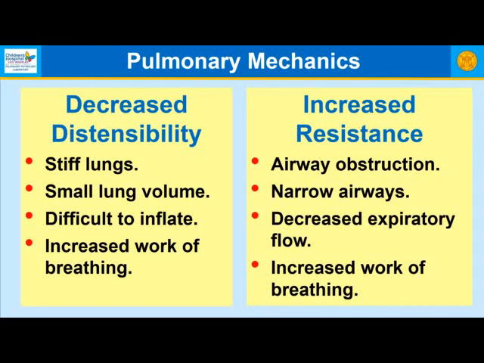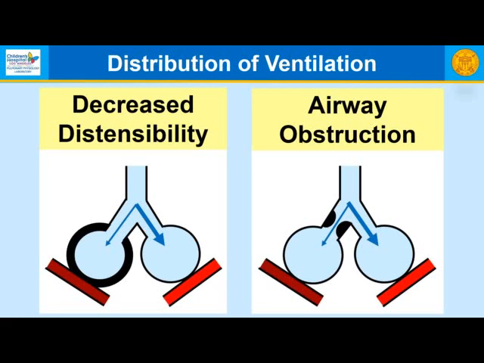Summarizing mechanics here, decreased compliance: stiff lungs, small lung volume, they're difficult to inflate, increased work of breathing. Increased resistance is airway obstruction, narrow airways, decreased expiratory flow, and increased work of breathing. And again, distribution of ventilation is affected primarily by decreased compliance and airway obstruction.